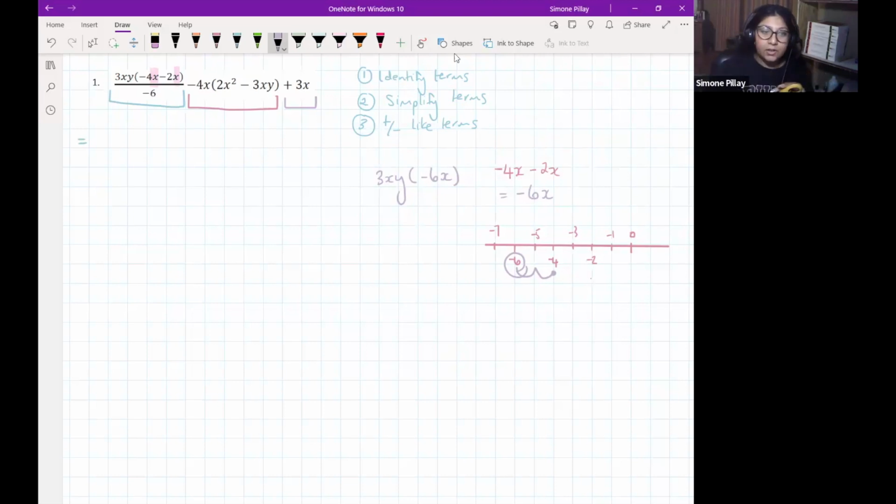Uma, if you are taught to distribute first, then 100% go ahead and do that. This way is not wrong at all. It's the same thing. We're just doing it a little bit faster.